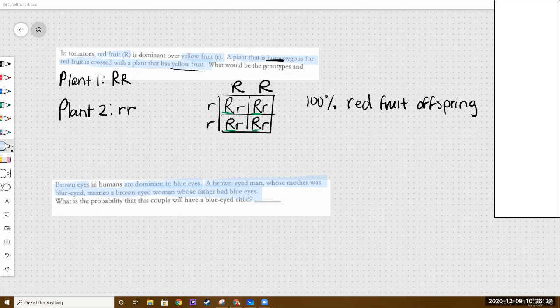So now this one doesn't tell you a letter. It doesn't tell you brown is this and blue is this. But we can just make up a letter. So if we have brown eyes, we're going to put capital B for brown eyed, and then lowercase b for blue eyes. Okay?